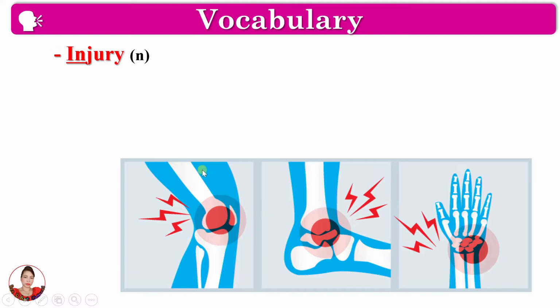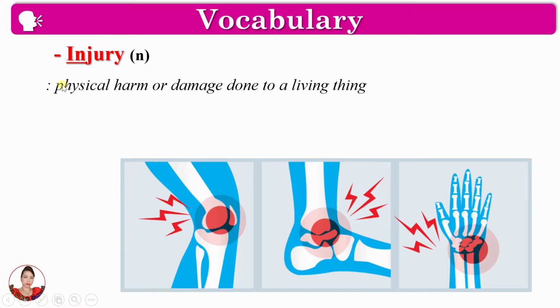Now we study some vocabulary. Look at the picture, listen twice and try to guess the meaning. Injury. What does it mean? Physical harm or damage done to a living thing. It is a noun. Injury. What about the verb? Injure.